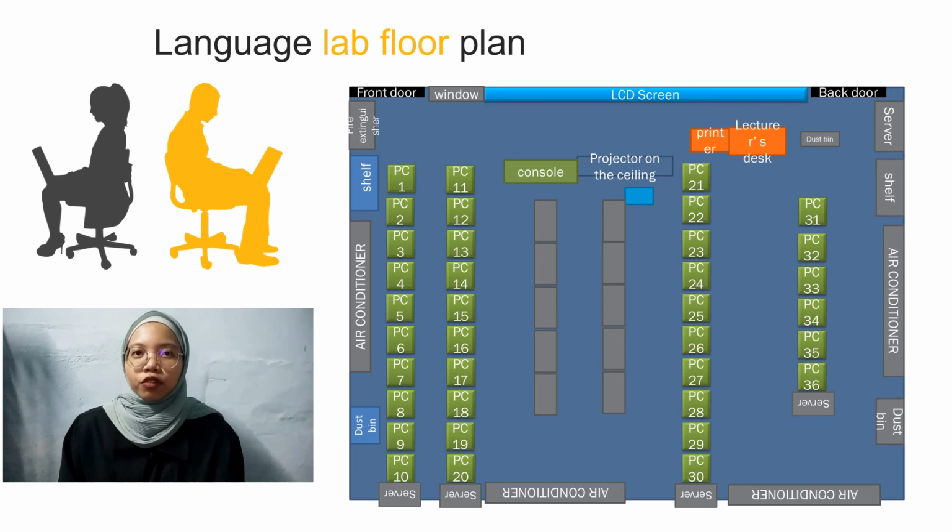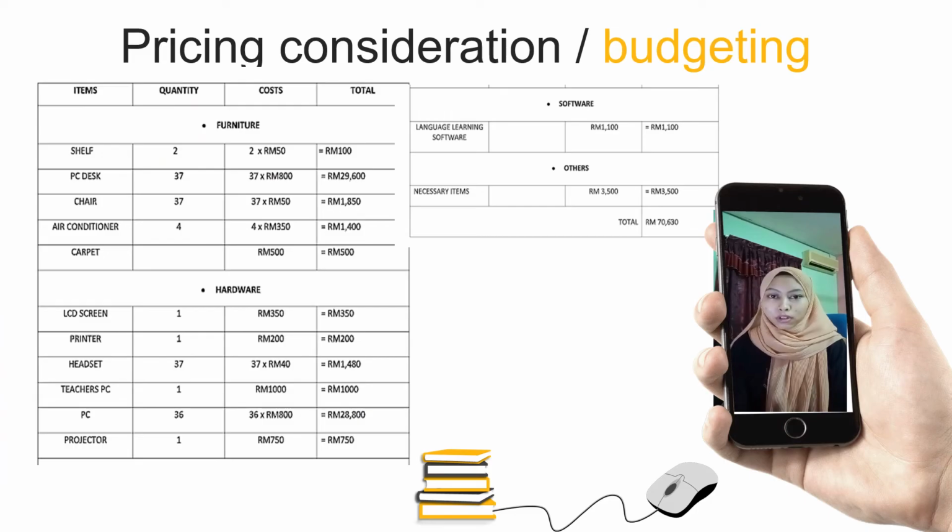Next is our floor plan for the language lab. In this floor plan, it will show the position of the furniture such as PC, LCD screen, projector, and other necessary items. The total for our budget is 70,630. The budget is stated as below.